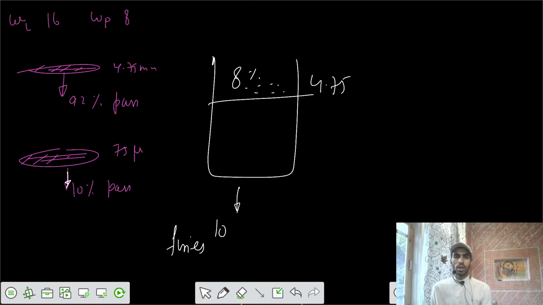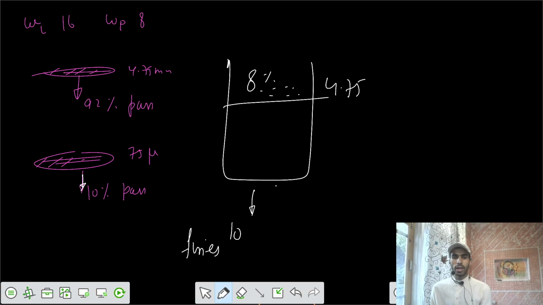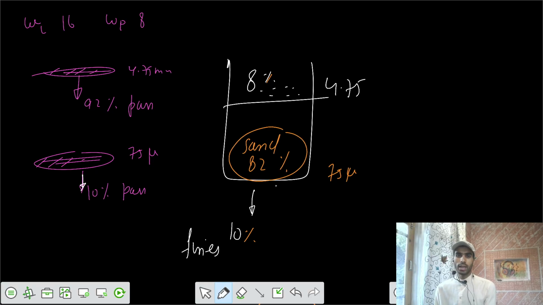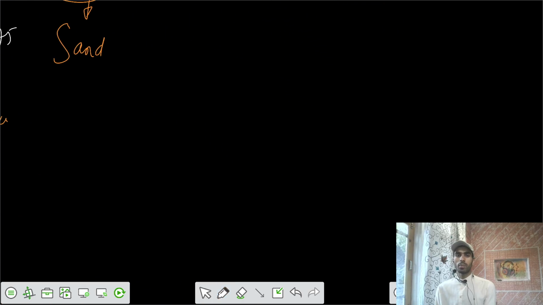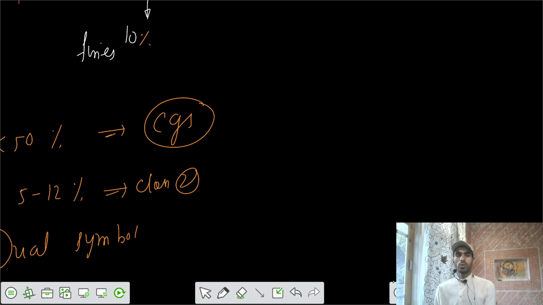Now we need to find how much is retained on the 75 micron. That is 10% fines, 8% retained on 4.75, so you are left with 82%. So 82% is actually sand. Sand is your coarse grain soil. So we got the prefix, and we have to use the dual symbol.